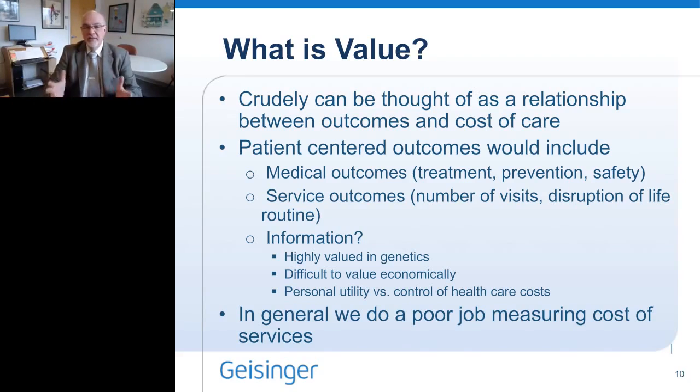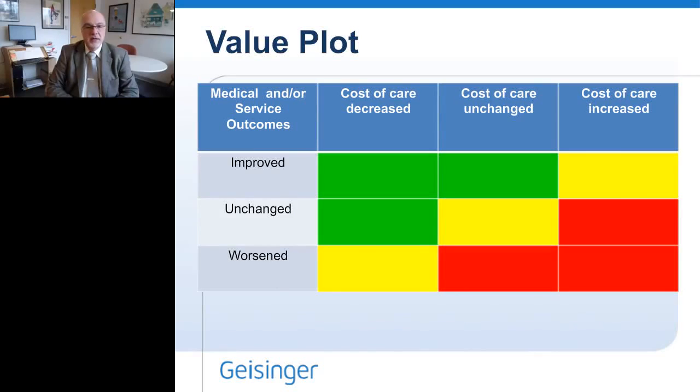Now, I try and think about these things in a very simplistic way, and so I've constructed this 3x3 table where we can see on the top there's cost of care, which can decrease, be unchanged, or increase. And then our medical and or service outcomes can improve, be unchanged, or they can worsen. And so let's use some genomic examples to kind of populate this table.